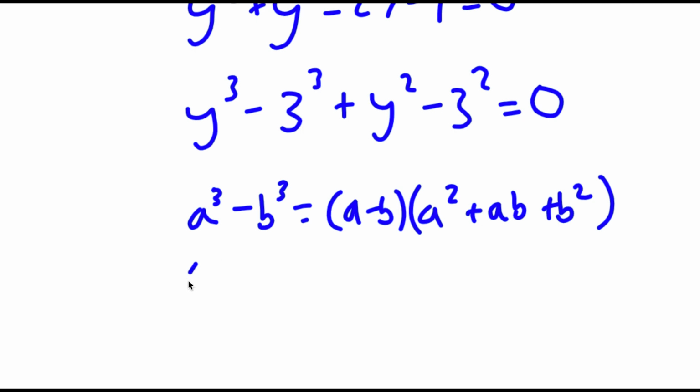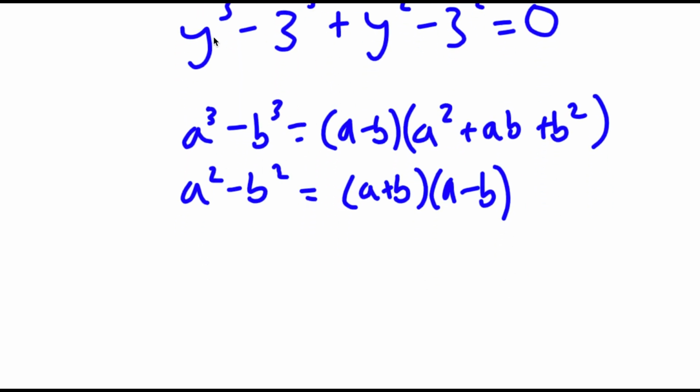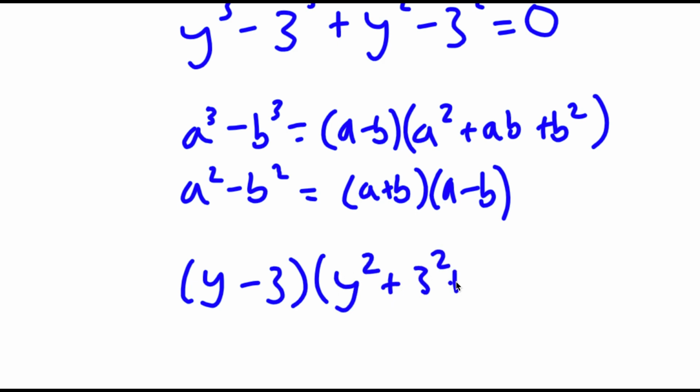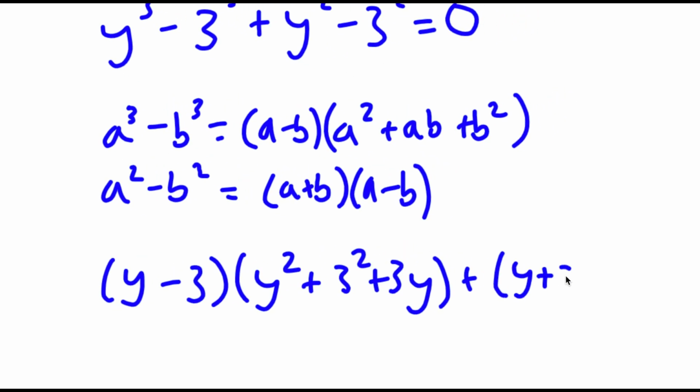And if I have something in the form a squared minus b squared, this is equal to a plus b times a minus b. So in this case, I can rewrite y to the power of 3 minus 3 to the power of 3 as y minus 3 times y squared plus 3 squared plus 3y, plus I can rewrite y squared minus 3 squared as y plus 3 times y minus 3, and this is equal to 0.